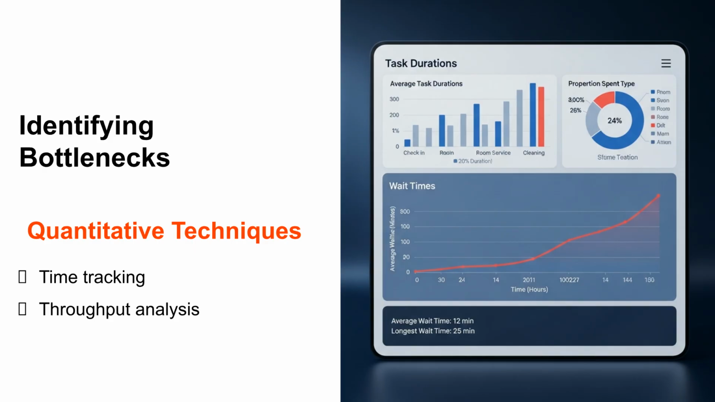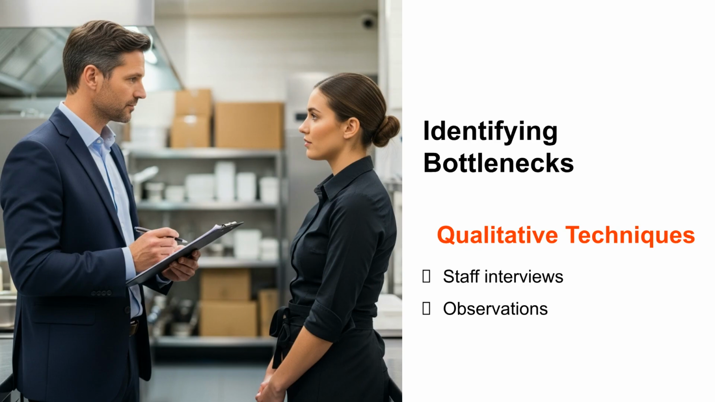Quantitative techniques for identifying bottlenecks include time tracking to measure duration and throughput analysis to assess the rate of process completion. Qualitative techniques provide deeper insights, such as conducting staff interviews and performing direct observations of the workflow.